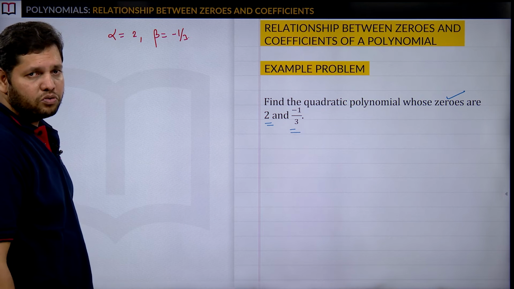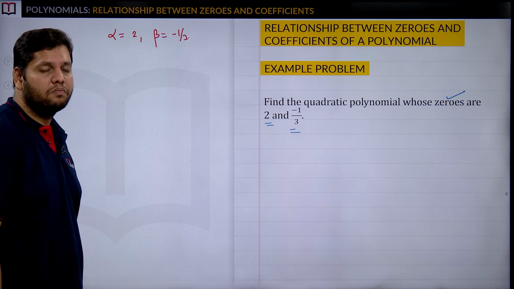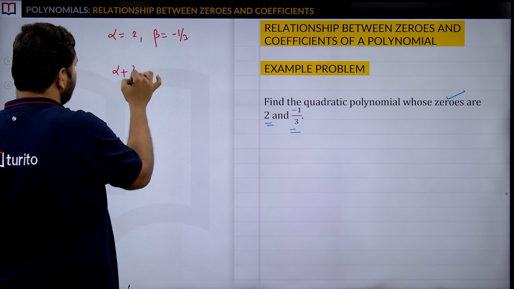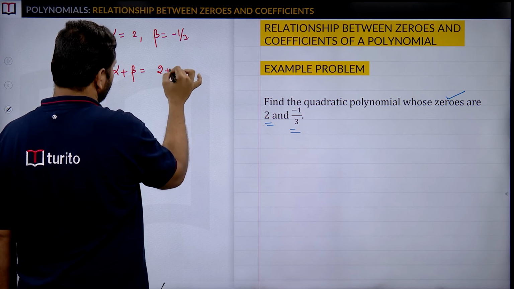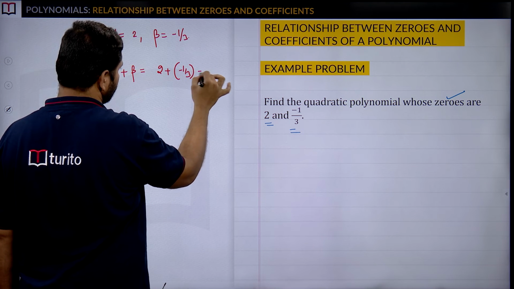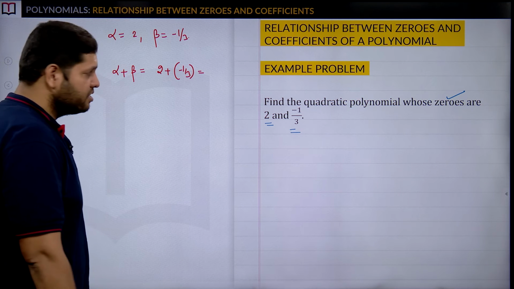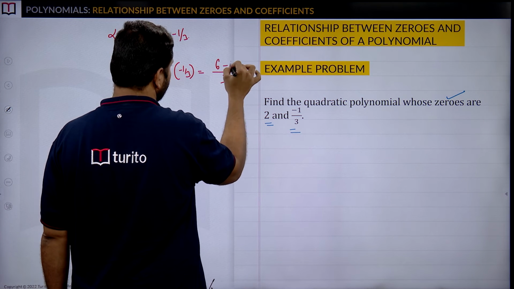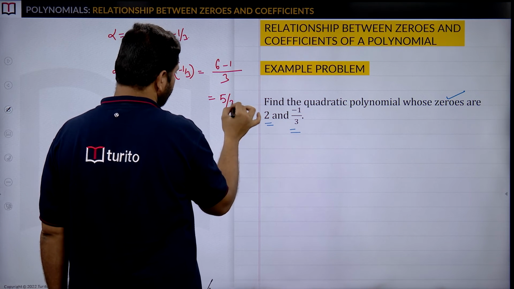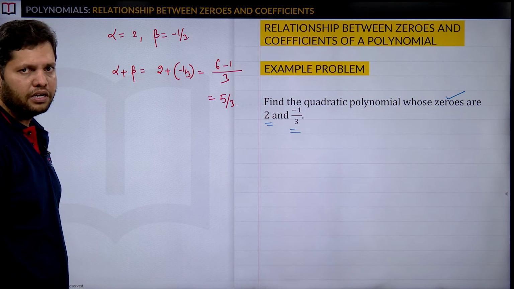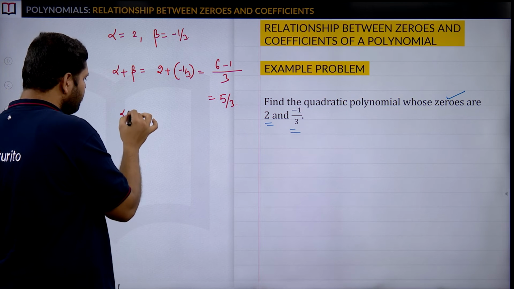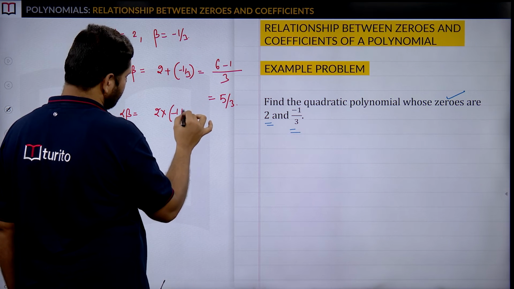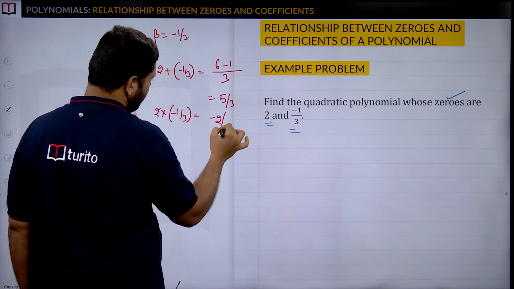Alpha value, beta value, we know, children. We need to find the quadratic polynomial. Now children, what I am doing? First I am writing alpha plus beta value. So 2 plus of minus 1 by 3. So what is this value, children? This is 3, and 3 2s are 6 minus 1. So we can say it is 5 divided by 3. That is alpha plus beta value. Then how we can find alpha into beta value? That is 2 into minus 1 by 3. So we can say it is minus 2 by 3.